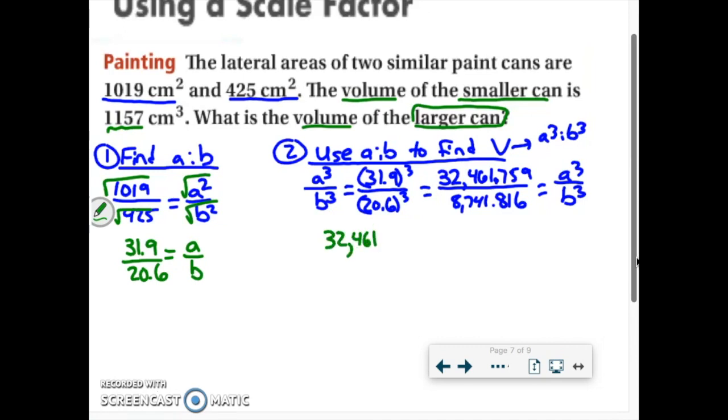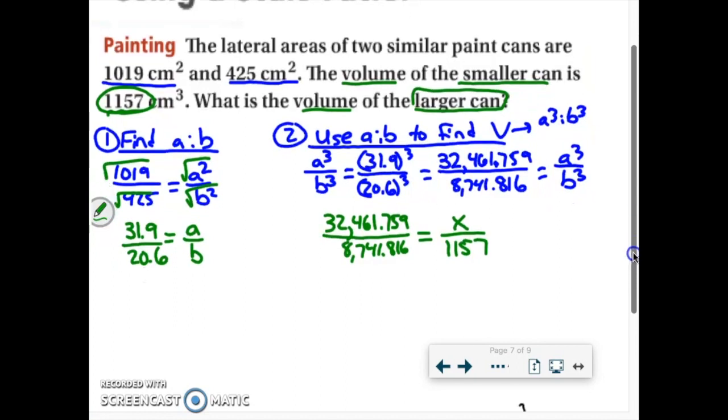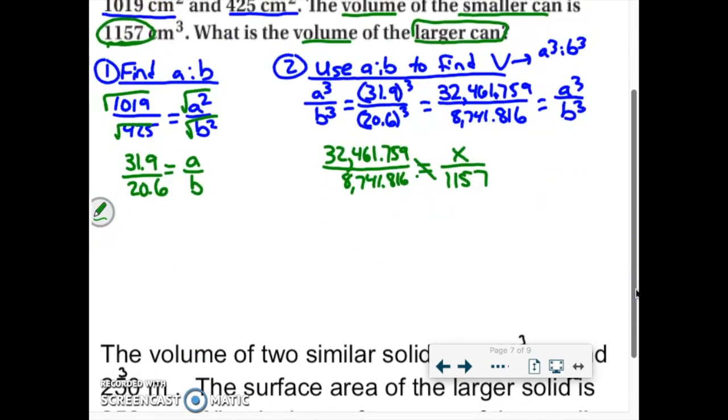So 32,461.759 over 8,741.816. We can set that equal to, and now since we're in the correct units with the correct proportion, we can look at what they gave us. So they gave us 1157, which is a smaller volume. So since 8,000 on the bottom is smaller, I'm going to put the 1157 on the bottom. We're looking for the larger one, which means we'll put the X on top. So this is a cross multiply problem, and then we're almost done.